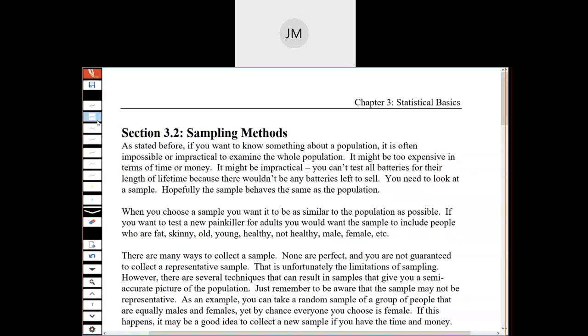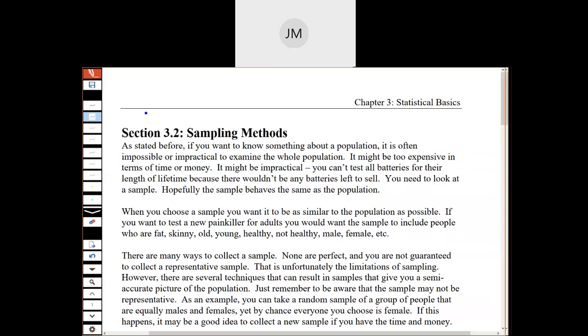Section 3.1, we talked about a bunch of different definitions, and one of the things that we talked about were populations and samples. What we're going to be doing today is looking at samples in a little bit more detail and talking about what is important to think about with regard to samples.